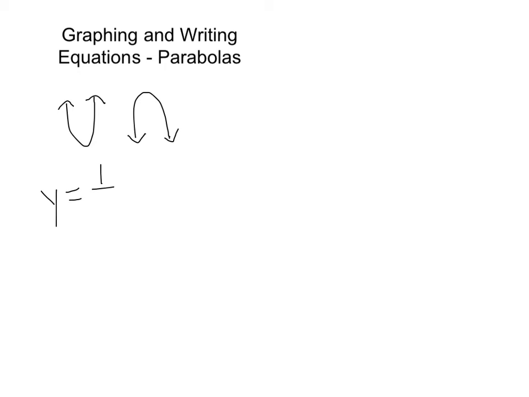The vertical parabolas have a form of their equation which looks very similar to vertex form. It's y equals 1 over 4p times x minus h squared plus k. Now, it really is vertex form. It's just that we're replacing a with 1 over 4p. So I want you to remember that because it's going to come in handy later on.